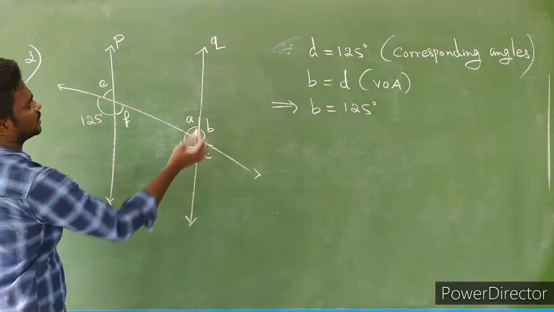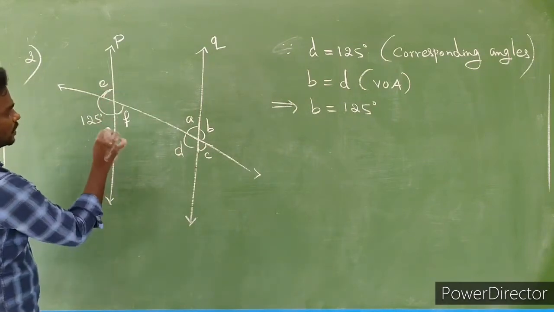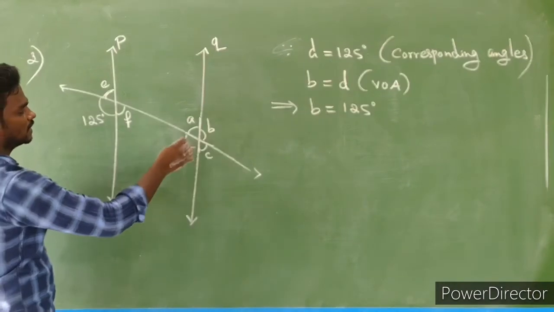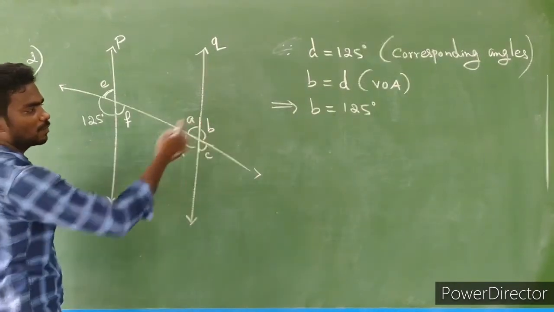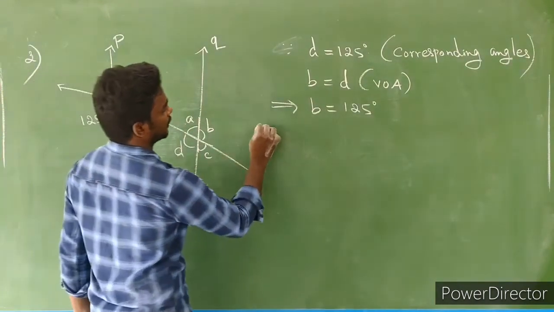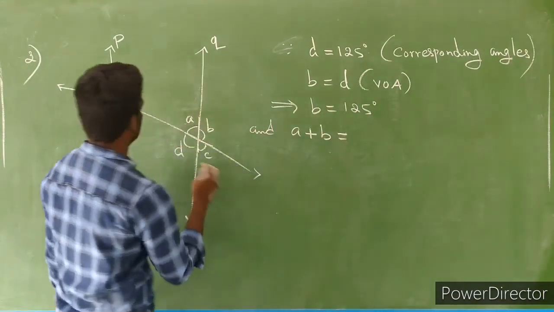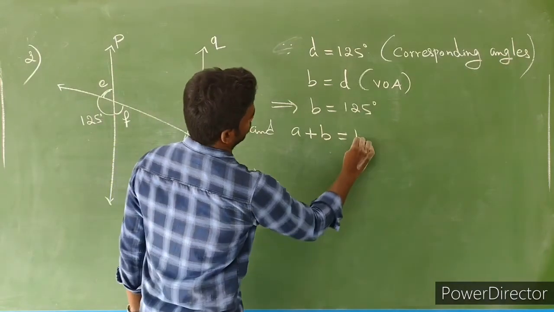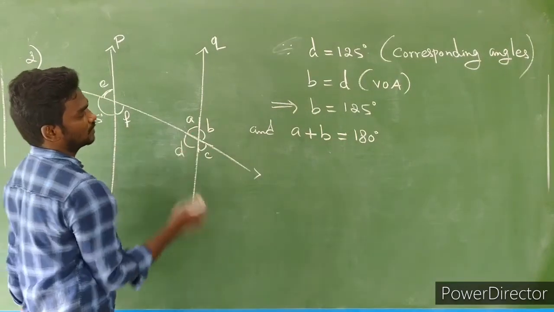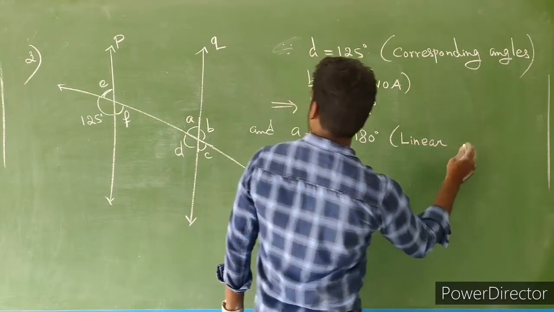Next, angle b is equal to 125 degrees, so what is angle e? We found 125 degrees, and d is also 125 degrees by corresponding angles. So d is equal to b, vertically opposite angles. Now, a plus b is equal to what? 180 degrees, because these two angles form a linear pair.